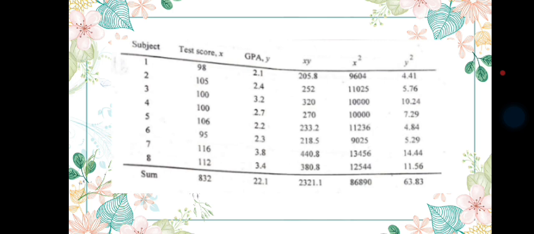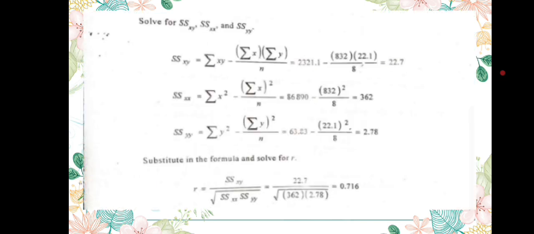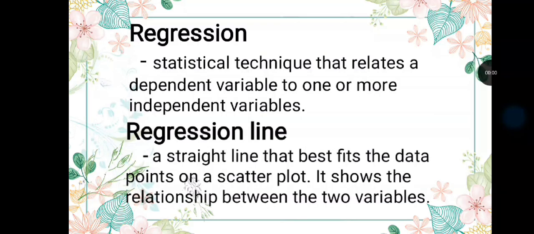Fourth, the value of xy. Fifth, x squared. And sixth, y squared. In finding the value of xy, we multiply the value of x and the value of y. For x squared, multiply x by itself, and for y squared, multiply y by itself. Now the sum of x is 832, y is 22.1, xy is 2321.1, x squared is 86,890, and y squared is 63.83. Now, we just substitute those values to get the value of r, and the value of r is 0.716.